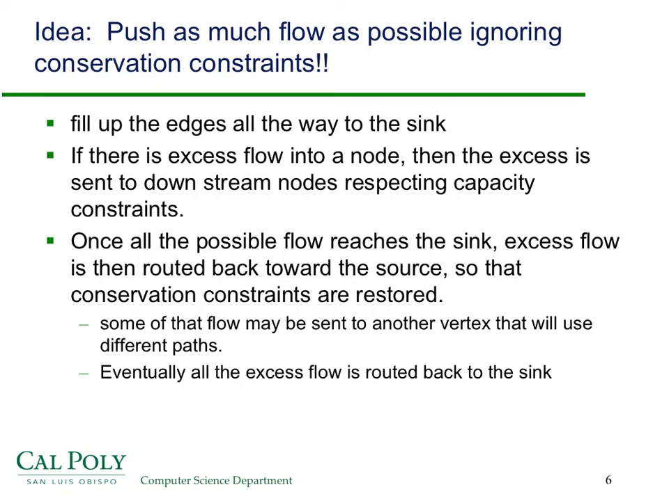And what happens with that, you can think of it very roughly, as once you've worked your way back to a particular vertex in terms of clearing conservation constraints and having them hold, then you could either send the flow to another vertex if that's possible using different paths, and you keep doing that until eventually all the excess flow is routed back to the source. Sorry about that typo there, that should be source.